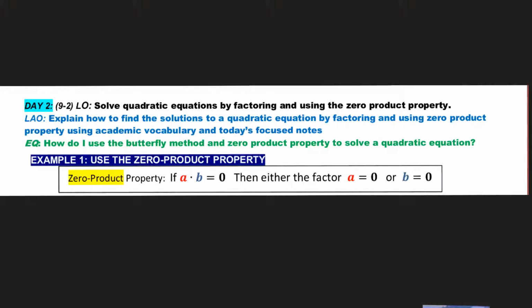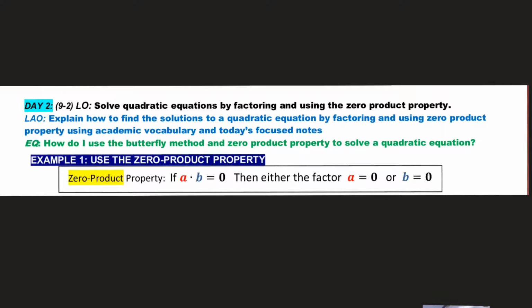And our central question is, how do I use the butterfly method and zero product property to solve a quadratic equation? So the good news is, you're not going to graph today. Bad news is, we're doing butterfly method again. So let's just talk about what the zero product property is before we get into an example.